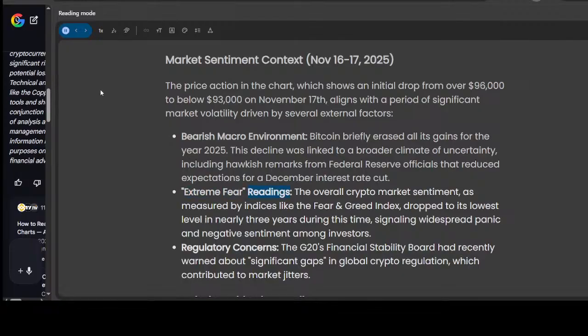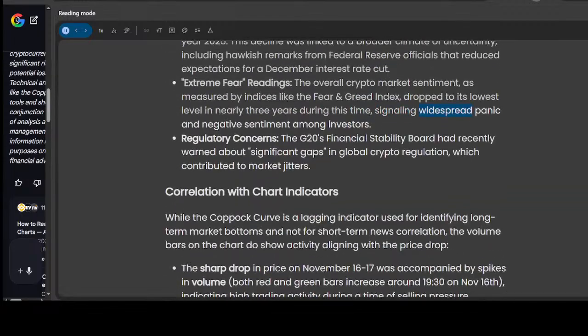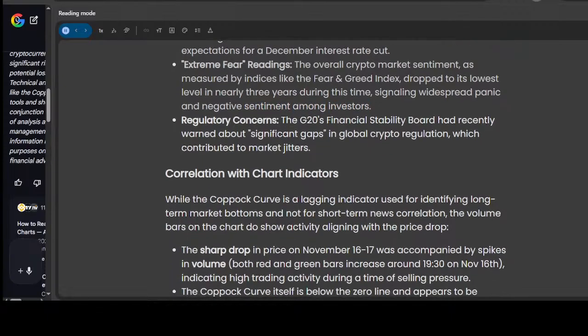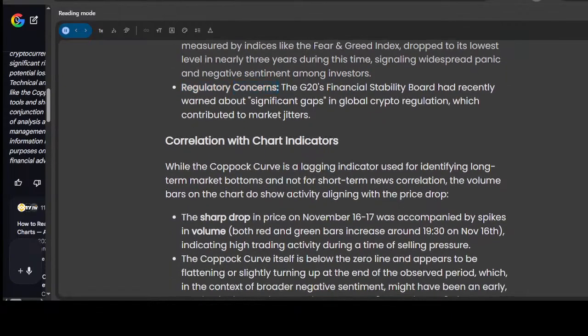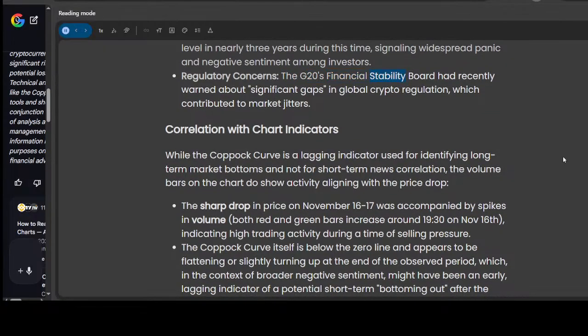Extreme fear readings. The overall crypto market sentiment, as measured by indices like the Fear and Greed Index, dropped to its lowest level in nearly 3 years during this time, signaling widespread panic and negative sentiment among investors. Regulatory concerns. The G20's Financial Stability Board had recently warned about significant gaps in global crypto regulation, which contributed to market jitters.